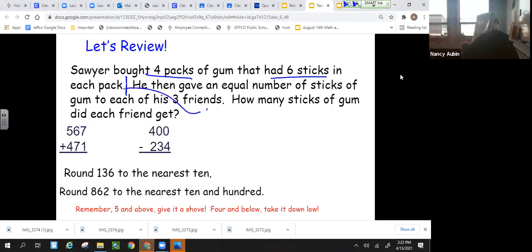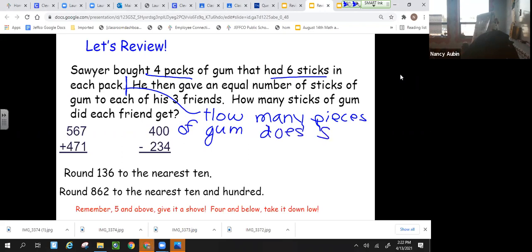Because Sawyer bought 4 packs of gum that had 6 sticks in each pack. That's my first step. I need to know how many pieces of gum Sawyer has in all, right? That's what I want to know first. Then I'll do the second part. He then gave an equal number of sticks to each of his 3 friends. How many sticks of gum did each friend get? You should have 2 steps.